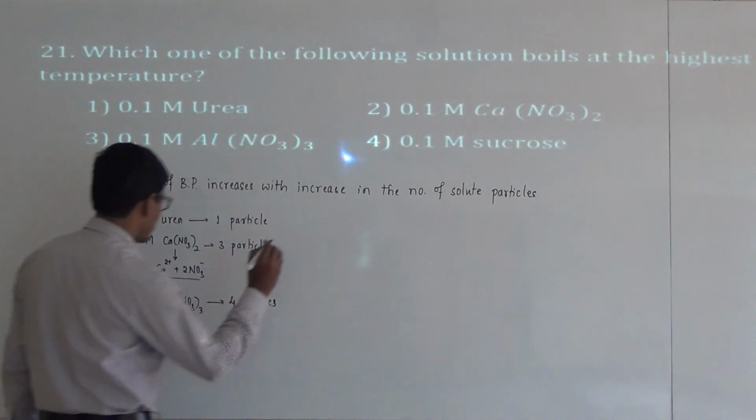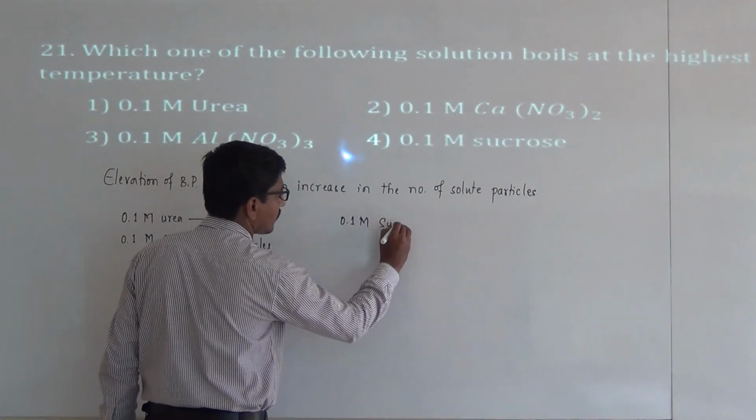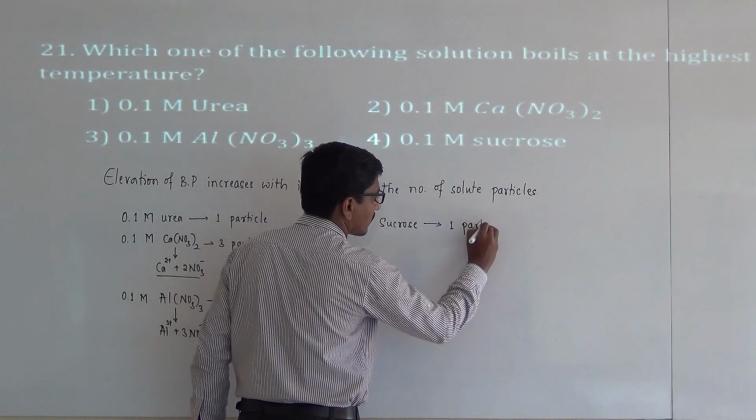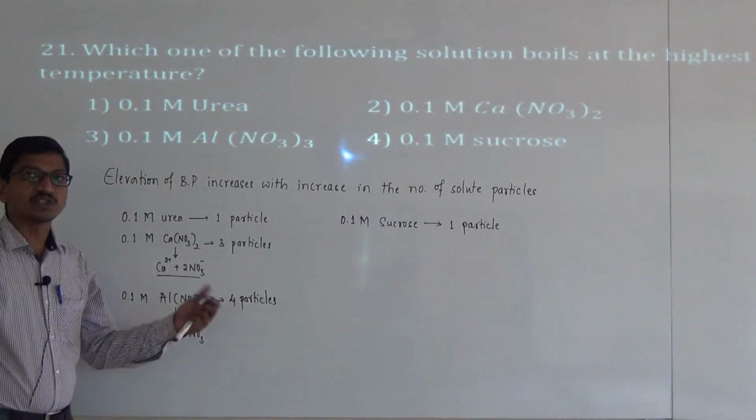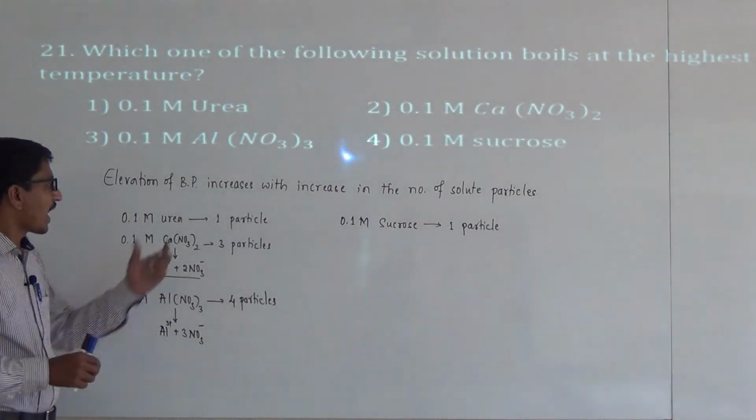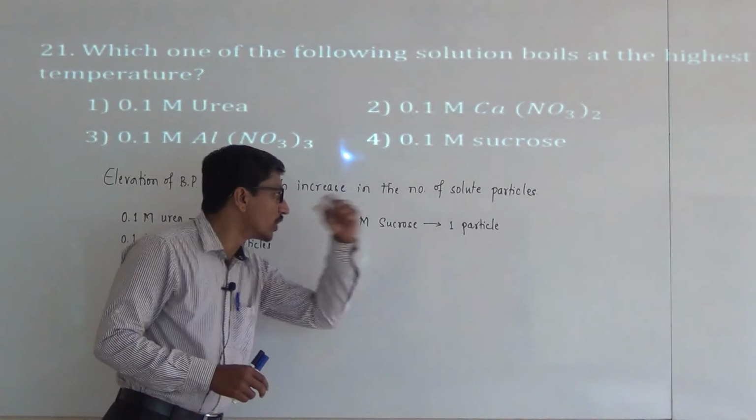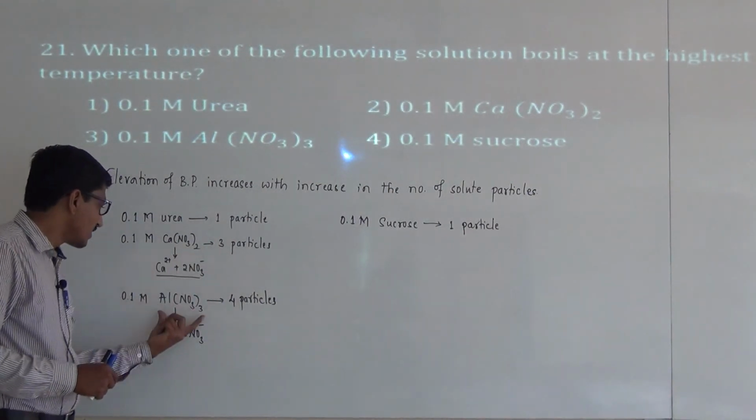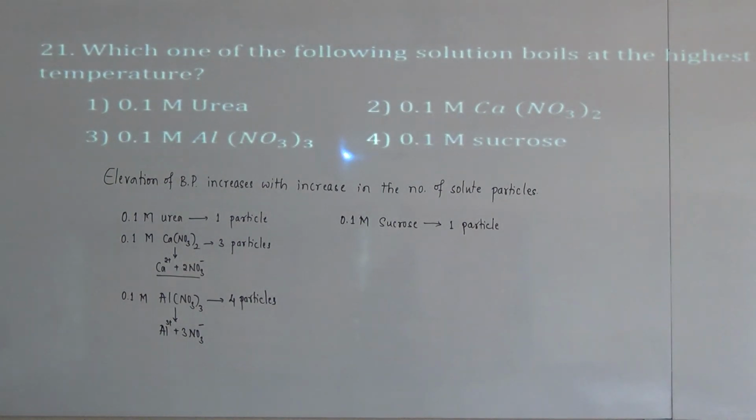And in the last option, 0.1 m sucrose, which contains only one particle, because urea, sucrose as well as glucose are non-electrolytes and neither associate nor dissociate in the solution, and the number of particles in urea and glucose is the same, only one particle. But in calcium nitrate, 3 particles are present, and in aluminum nitrate, 4 particles are present.